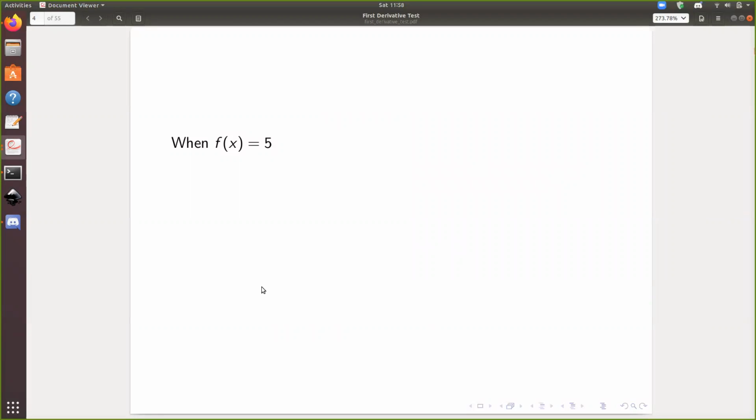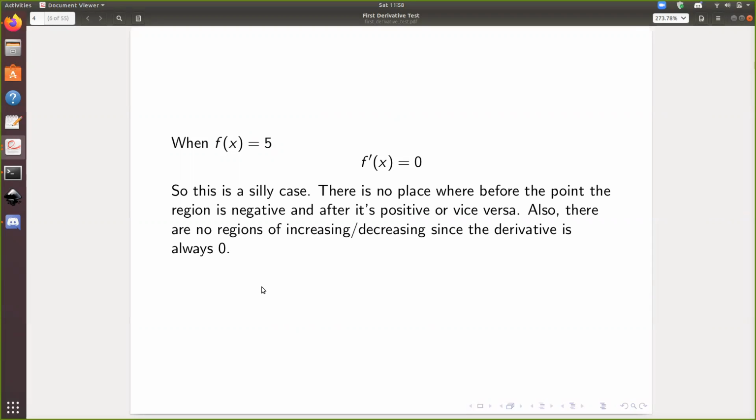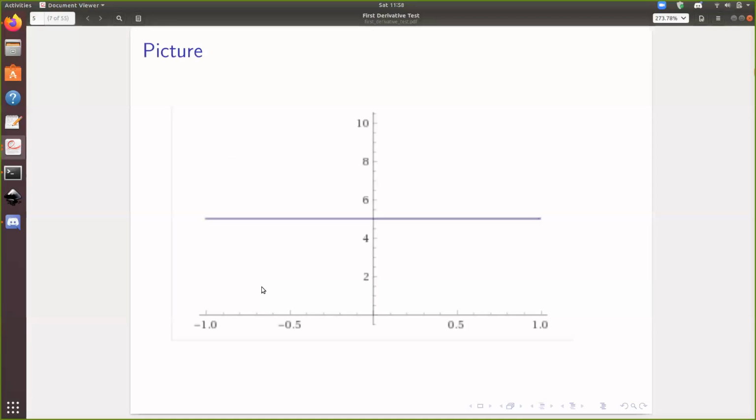So when we have f of x equals 5, we take the derivative. The derivative of a constant is always 0. This is kind of a silly case. There is no place where before the point the derivative is negative and after it's positive, or vice versa. So there are no regions of increasing and decreasing since the derivative is always 0, and we'll see that in the picture. Make of it what you will. Trivially, there are no mins or maxes, or they're all mins and maxes, however you want to see it. Kind of a cute example just to get us warmed up.